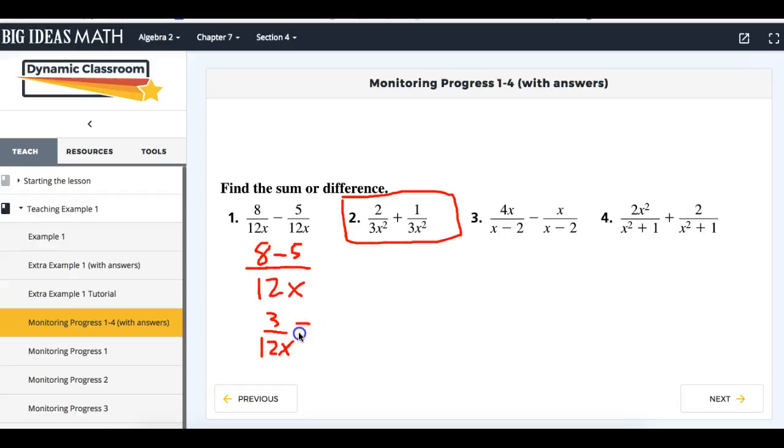Now this one here can simplify. Your 3 can go down to 1, and 12 divided by 3 is 4. So your simplified answer would be 1 over 4x. So that would be your solution right here. Remember, it's always important to make sure that you're simplifying everything.